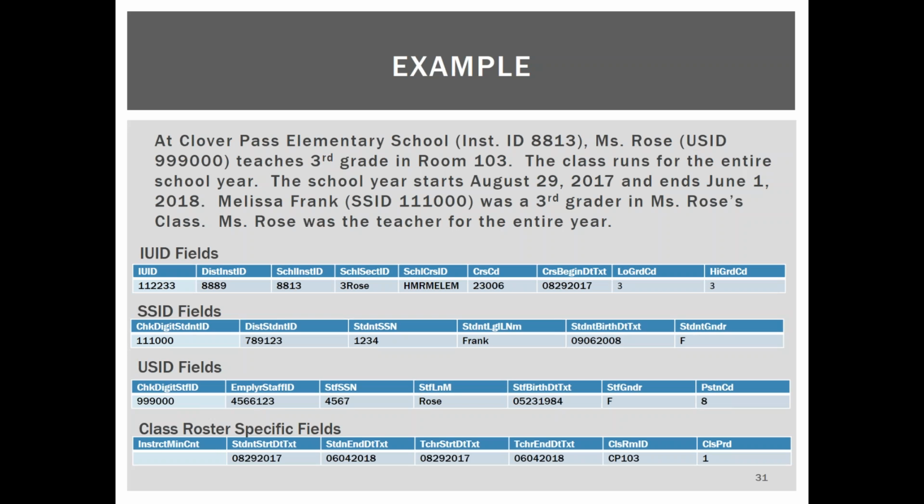I have a question here. Is the IUID low and high grades only allowed for blended classes? It's not that they're only allowed, it's they're only required. So you can submit low and high grades for any of the courses you want in IUID. Just make sure you're also submitting them in class roster. The blended course code, that's the only one that requires a low and high grade, so you have to have it.